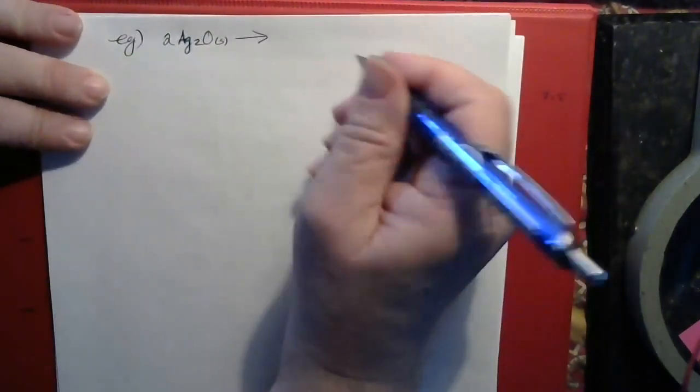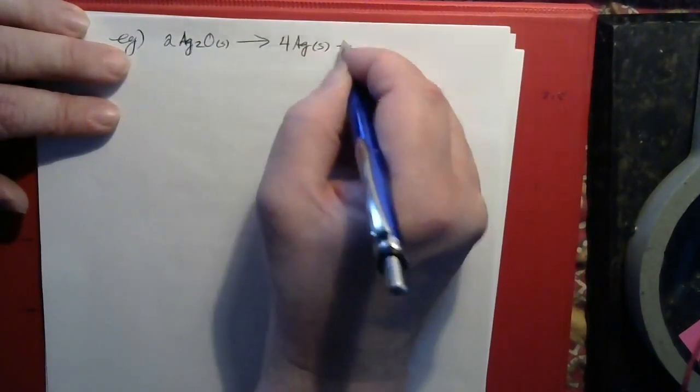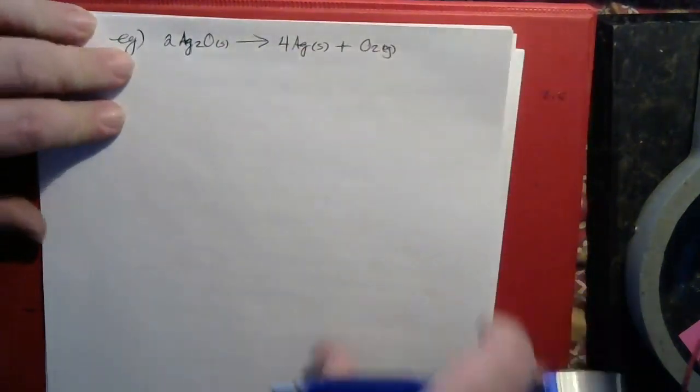Another example of using the ideal gas law in stoichiometry would be the reaction where silver oxide decomposes. 2 Ag2O goes to 4 Ag solid and O2 gas.